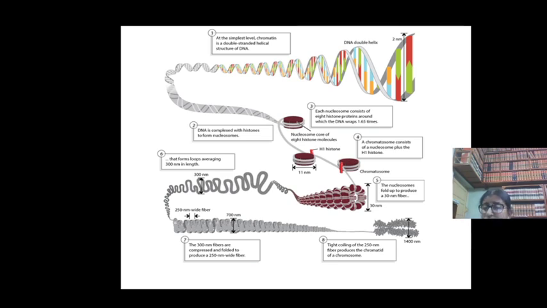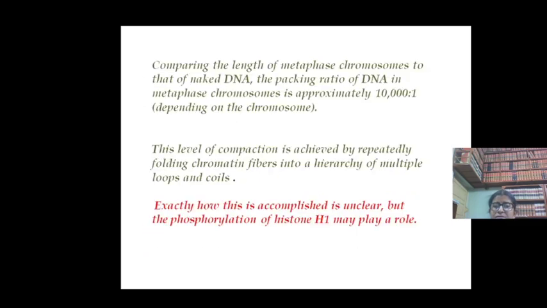Yes, where do you see? During cell division. So they have a 1400 nanometer width. Just imagine, if you see from the first part of the figure to the last part of the figure, the amount of coiling and condensation, and that is how nature works. The level of compaction is achieved by repeatedly folding chromatin fibers into a hierarchy of multiple loops and coils. Exactly how this is accomplished is unclear, but the phosphorylation of histone H1 may play a role.